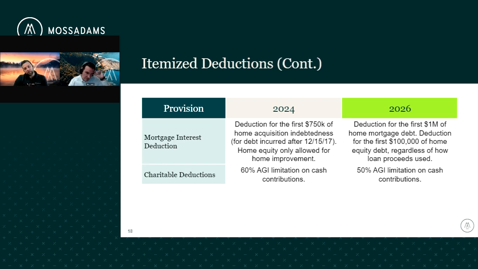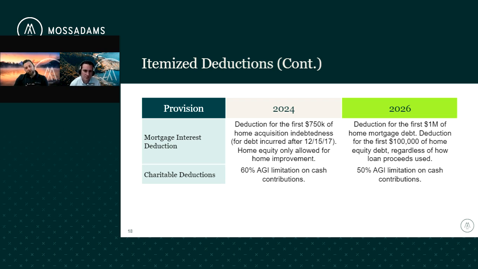Mortgage interest deduction, the only thing I'll say about this is just the debt level that supports the interest deduction is going to increase from $750,000 to $1 million. Maybe that's relevant if you are someone who's buying a home right now, especially with our increased housing pricing. That extra $250,000 might help free up some deduction.